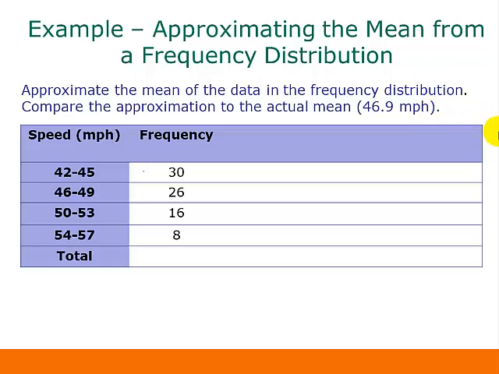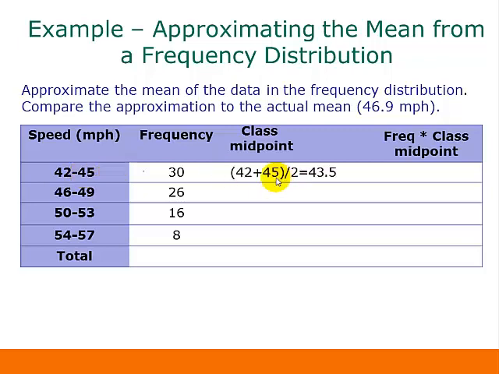So the first thing we need to do is find our class midpoint. So we're going to add a column to our table for the class midpoint for each class. We're going to add another column over here where we're going to take the frequency for each class times the class midpoint. But first let's figure out the class midpoints. Remember, to do this we just average the lower and upper class limits for the class. For this first one, we'd be finding the average of 42 and 45. In other words, we're going halfway between these two values. So we add them together, divide by 2, and that gives us 43.5 for our class midpoint.